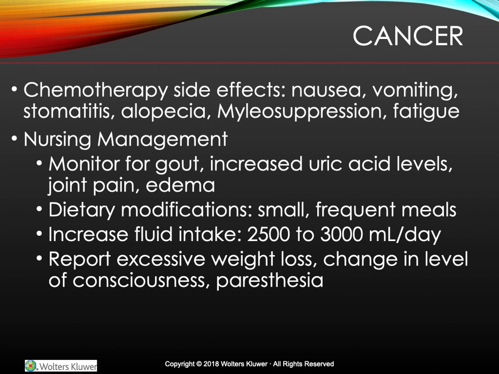So just like radiation, chemotherapy also has some side effects. We have nausea, vomiting, stomatitis, alopecia, and know that alopecia occurs in the eyebrows and eyelashes as well. We also have myelosuppression and fatigue. Now, with that myelosuppression, you know that there is a decrease in the erythrocytes, platelets, and leukocyte production as well. That's all part of that myelosuppression. So that sets the patient up for neutropenia.